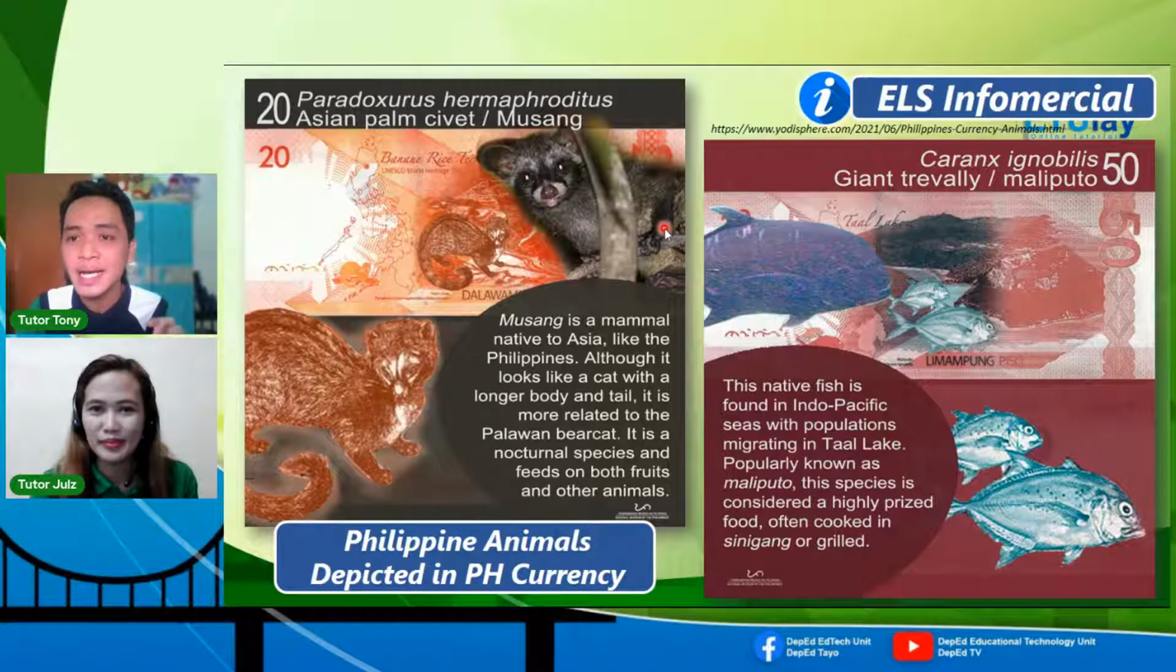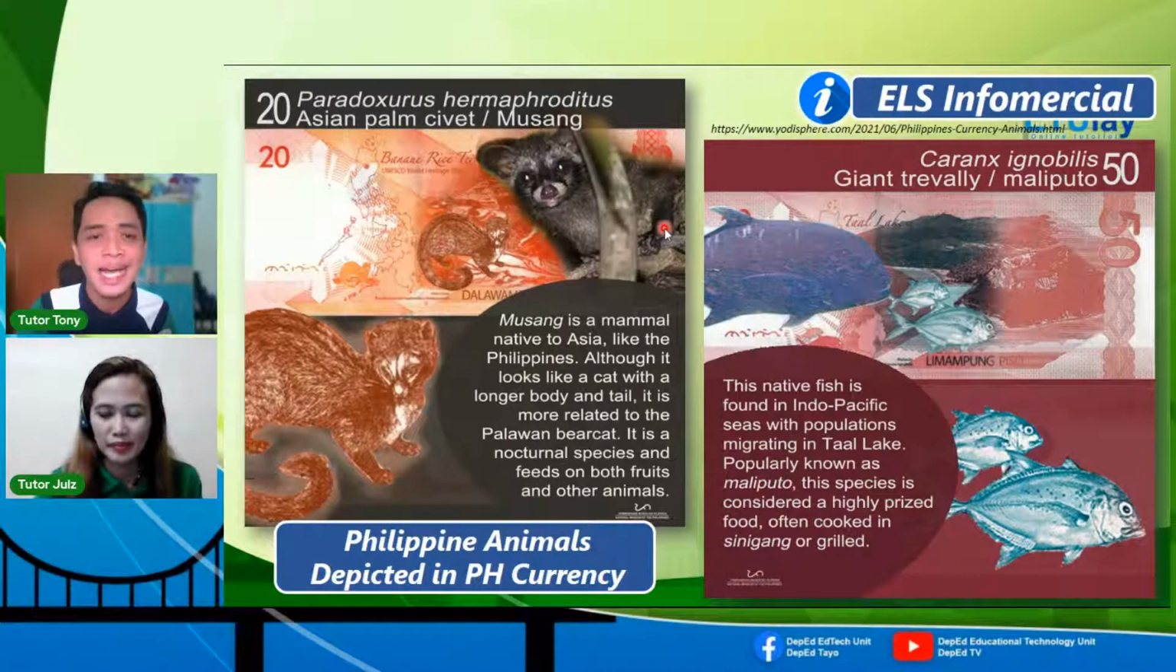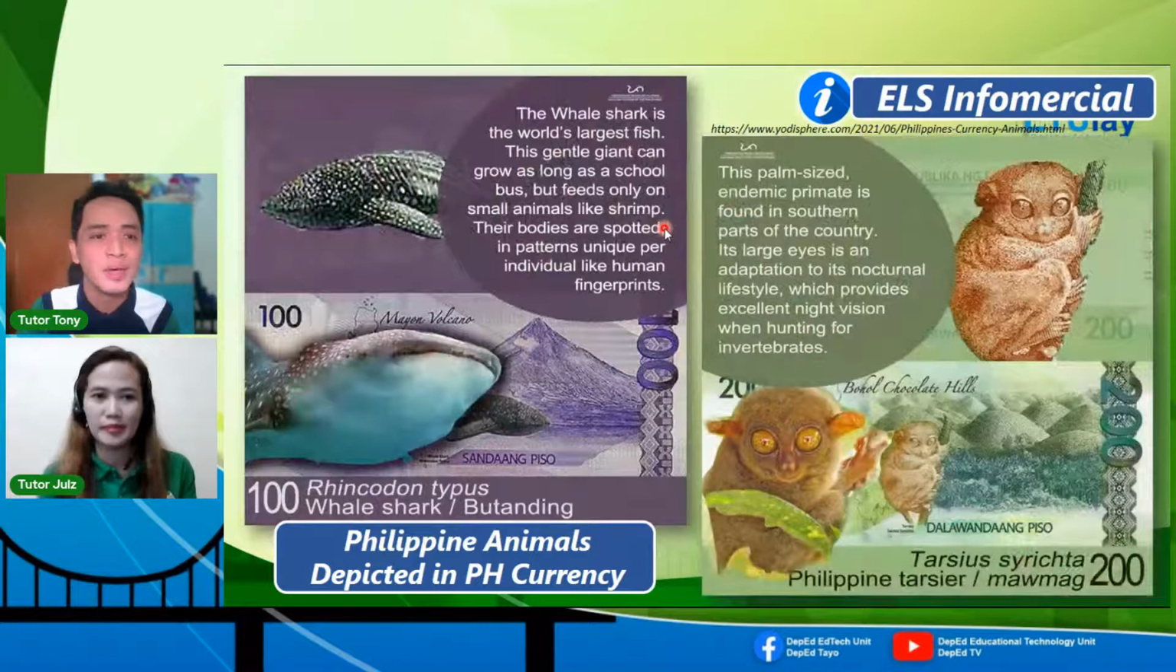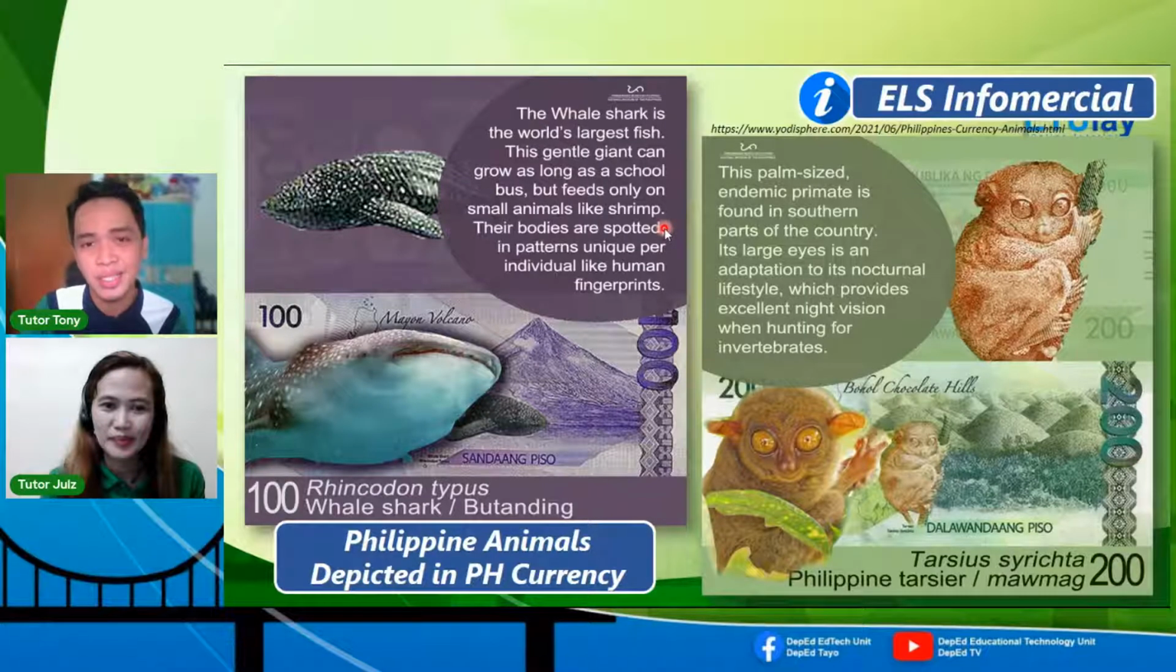We also have the Maliputo or the giant trevally sa 50 pesos naman with the scientific name Caranx ignobilis. Ayan, masarap daw yang gawing inihaw or sinigang. So malapit yan or mahuhuli yan malapit sa Taal Lake, the Maliputo. Alright. Sa 100 pesos, ube-ube. Medyo nakangiti na yan, sir. Oo, kapag inabutan ni Ninong tsaka ni Ninang, ay Gcash na pala uso ngayon kasi nga pandemic. We have the whale shark or the butanding, Rhincodon typus. The world's largest fish, yung whale shark natin or the butanding.